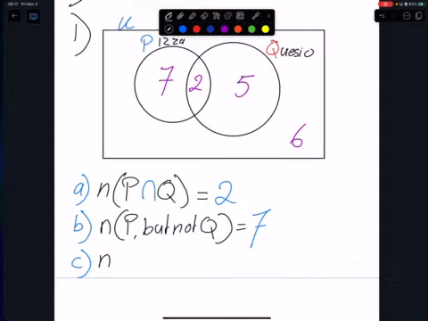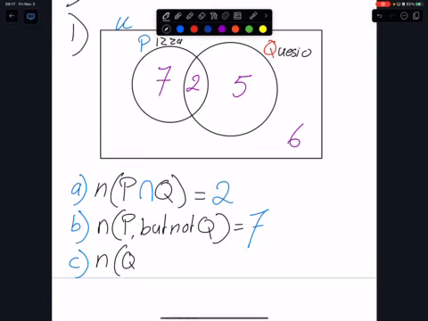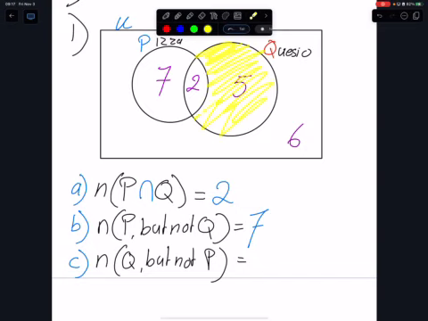Q but not in P. So it's vice versa. Everyone that's in Q but not in P. These two persons are also in Q as in P, but I'm only looking for Q, meaning only 5 people.